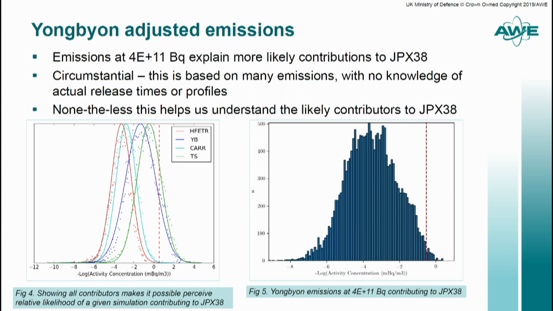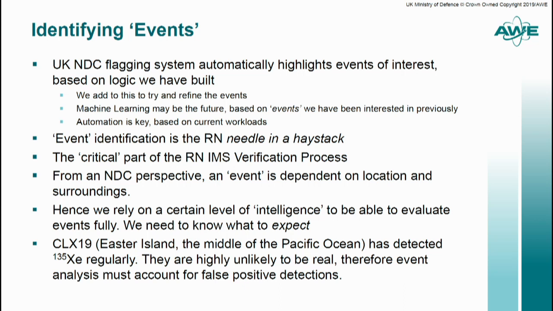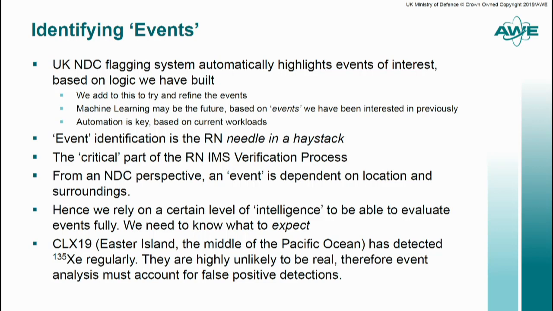So when we're looking for events at an IMS station in terms of radionuclide analysis, we are developing automated logic algorithms to search through the IMS data and tell us what we're interested in. We just don't have the time or the people to go through every single data point. It turns out it's quite difficult to identify an event that you're interested in. We call it the needle in a haystack. But it's a really important part of this whole verification process, because how we interpret these radionuclide data points really does determine what happens from then on.